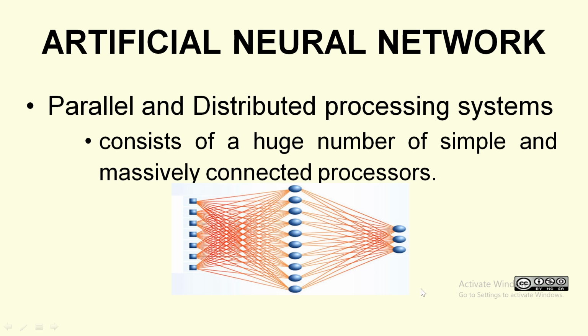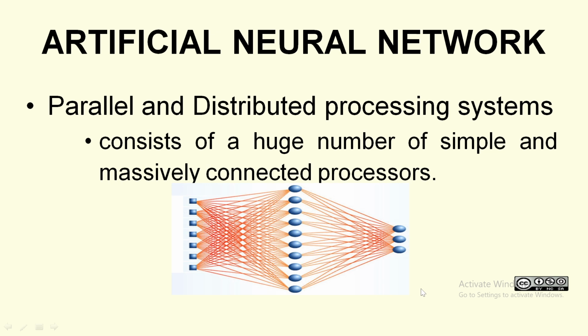In the biological brain, the number of biological neurons is of the order of 10 to the power 11. Likewise, in the artificial version also, you can have an enormous number of neurons, and all neurons are in a highly, massively as well as parallelly connected architecture. So while defining an artificial neural network, we should view it as a parallel as well as distributed processing system consisting of a huge number of simple and massively connected processors.